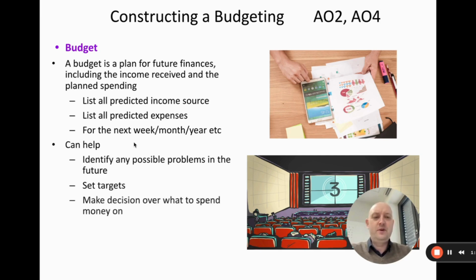And these can help us do various things. We can identify possible problems in the future. So if our expenses are higher than our income, then we're going to see that, and therefore we're going to have to solve that problem. We can set targets for income or trying to minimize expenses. And then we can also make decisions over how we spend money.